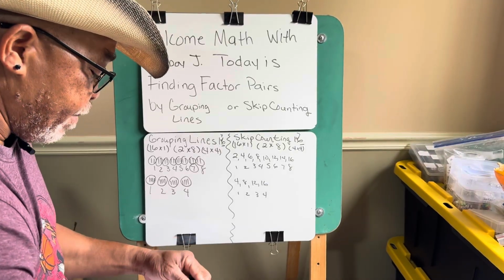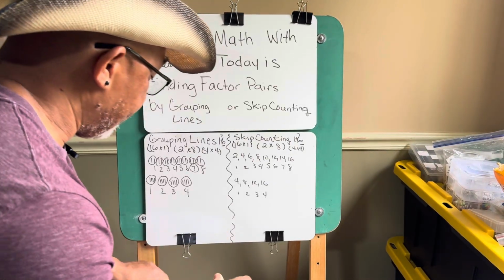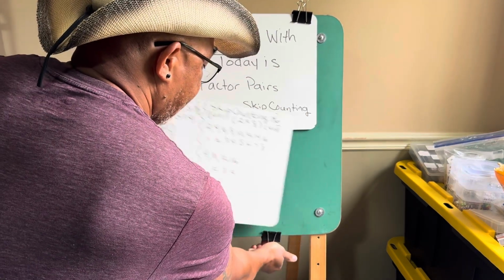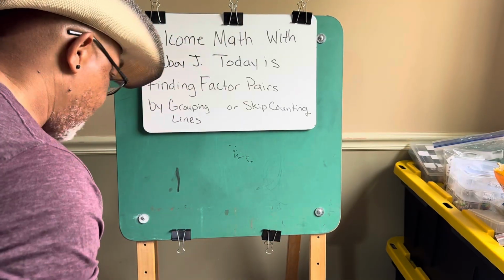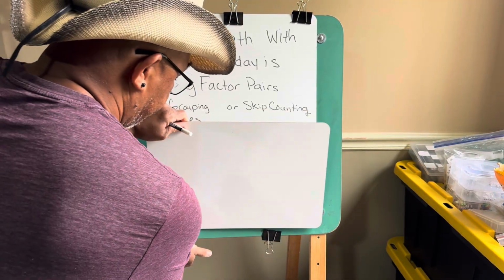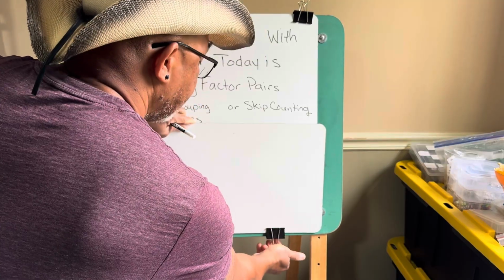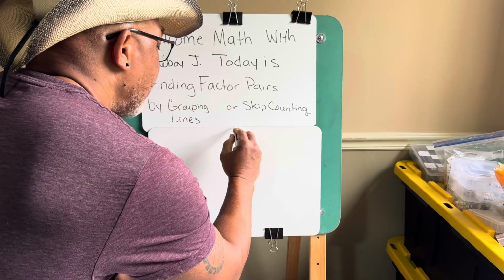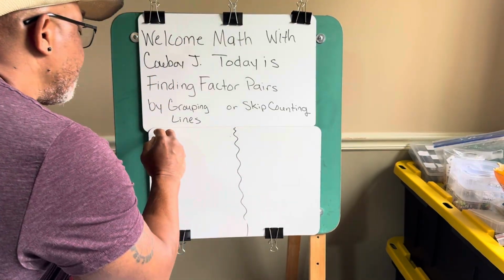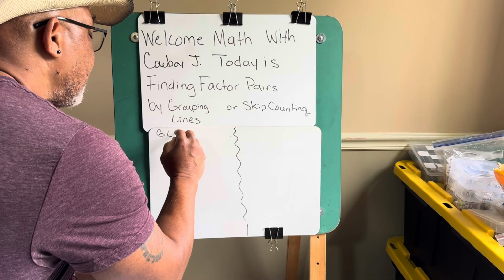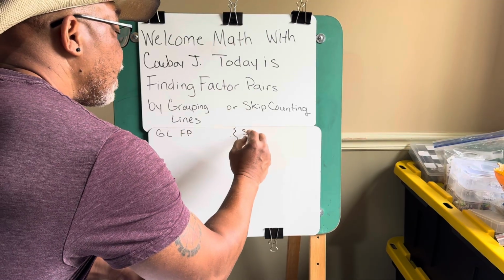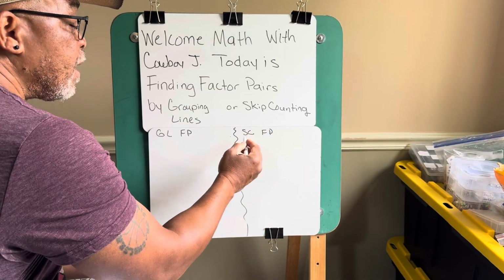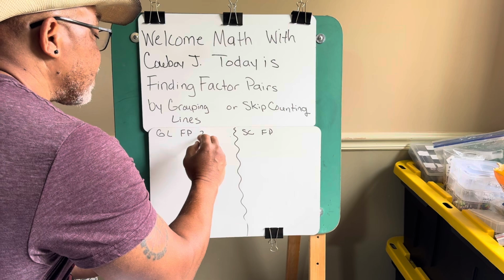So let's try another number. I'm gonna take this one out. Put in a fresh board. Break it down. We're just gonna put GL and FP and SC and FP. So grouping lines, factor pair, skip counting, factor pair, and the number this time is going to be 20.